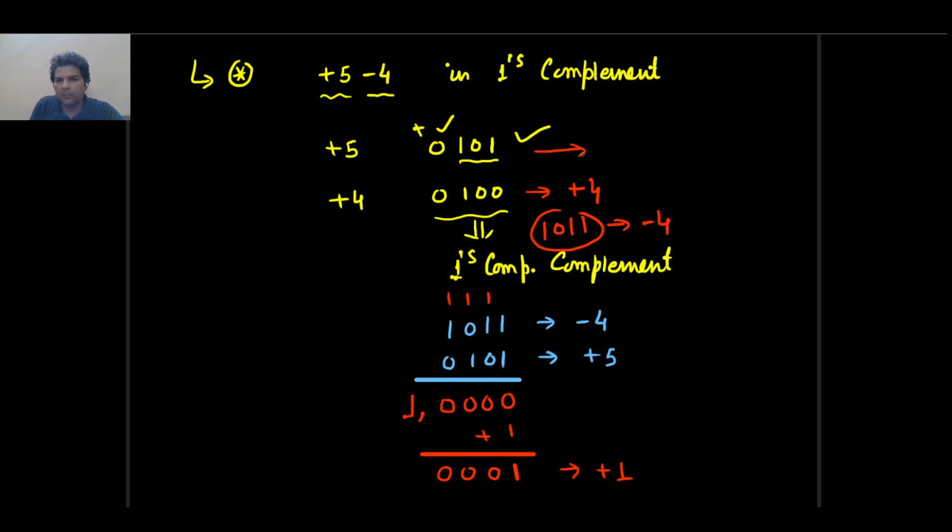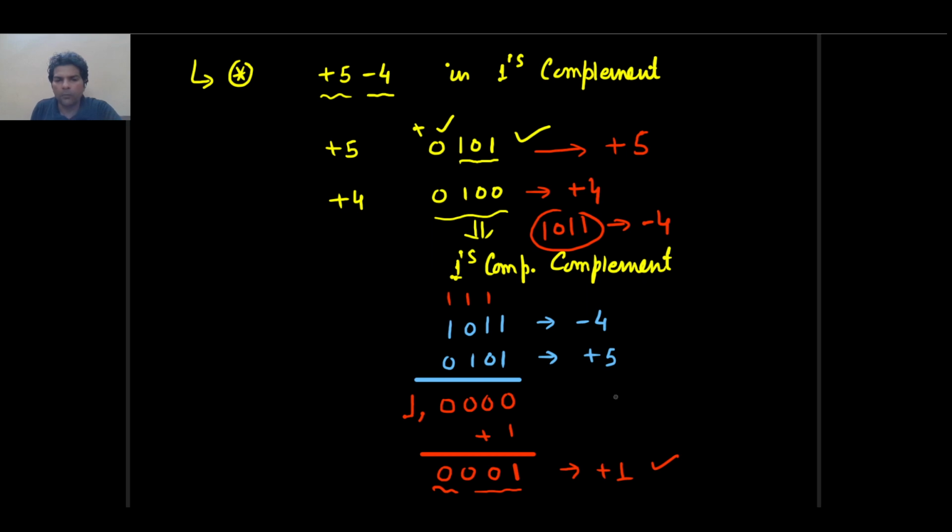This is my plus 5, 0 1 0 1, and this is minus 4, 1 0 1 1. Now add these two. We get 1 1 0 0 with a carry of 1. In ones complement, we again have to add the 1 in the LSB position. So finally we get 0 0 0 1. This is finally plus 1. Why plus 1? Because the MSB is 0 and the remaining bits are for magnitude.